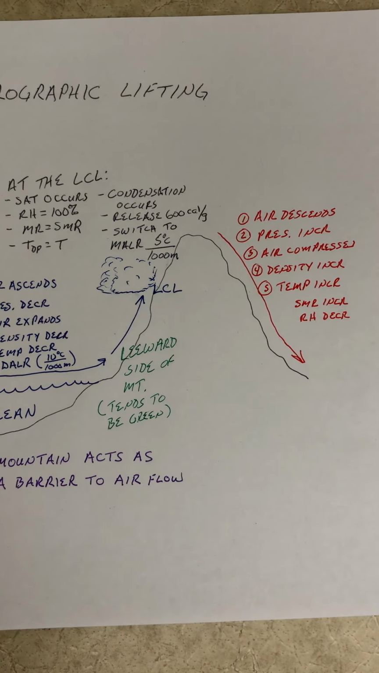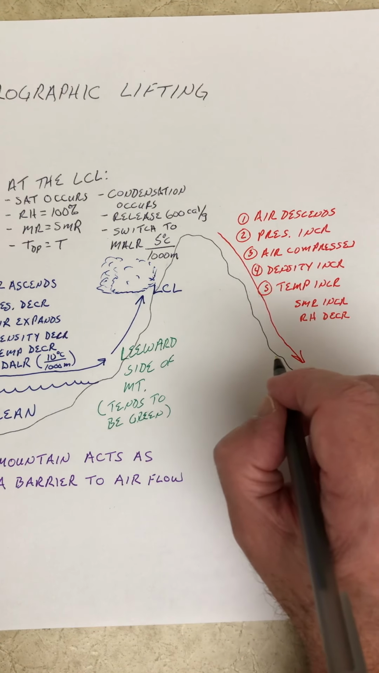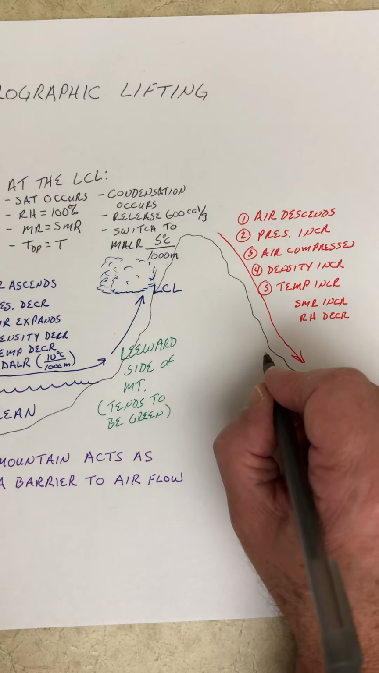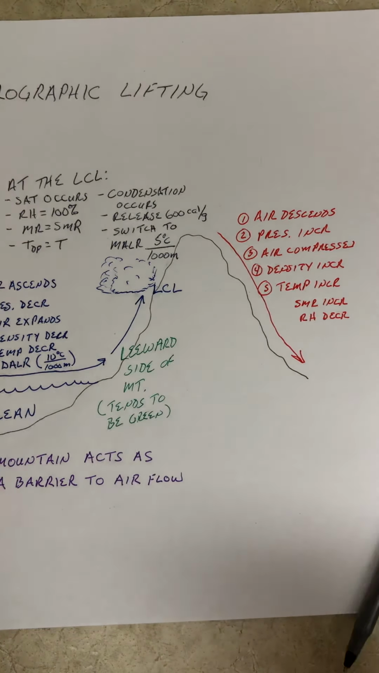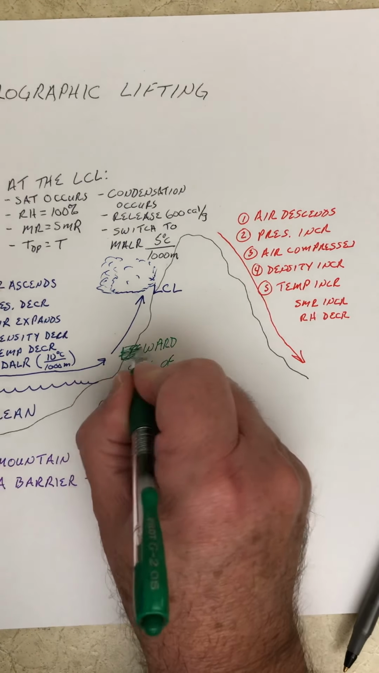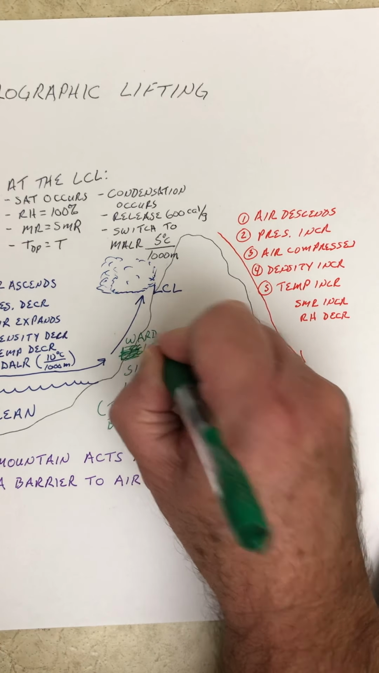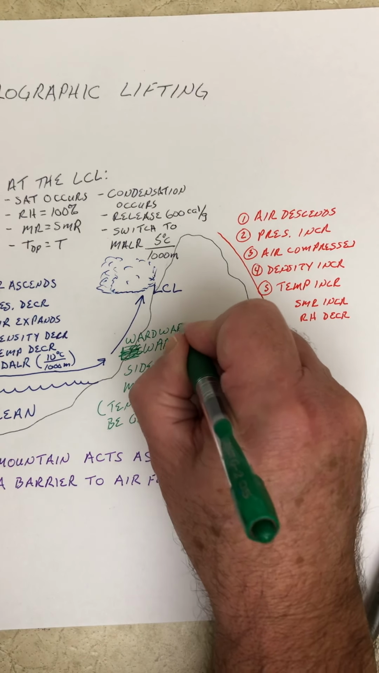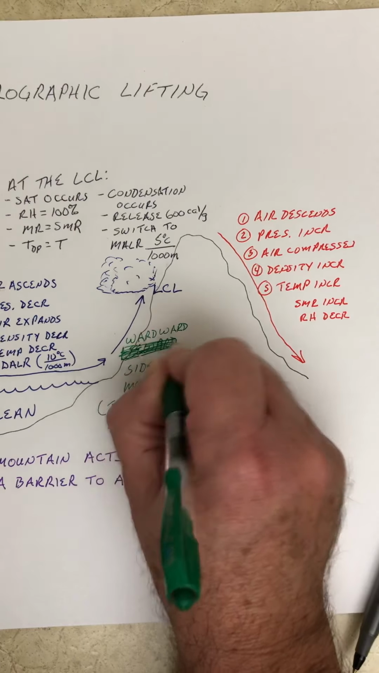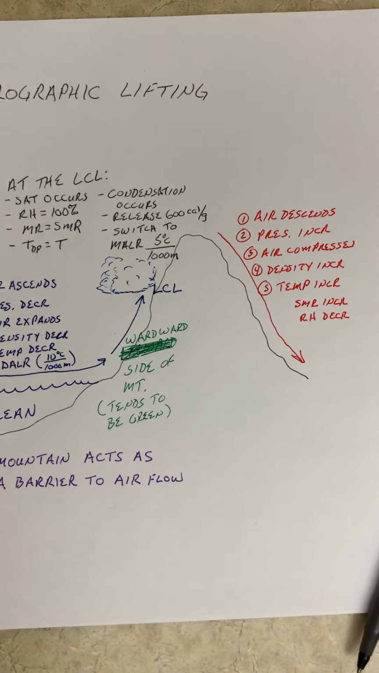So this side of the mountain is, this is called the leeward side. Sorry, this should have been the windward side. I blew that. This is the windward side. I apologize for steering you guys off in the wrong way. So the windward side of the mountain tends to be green.